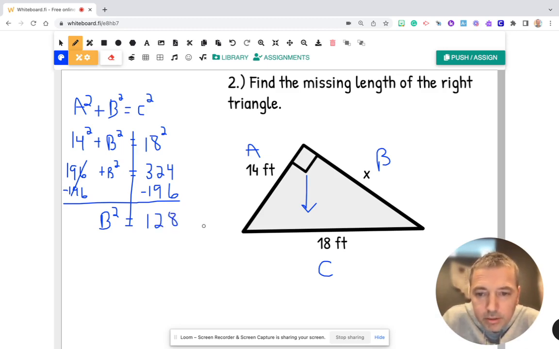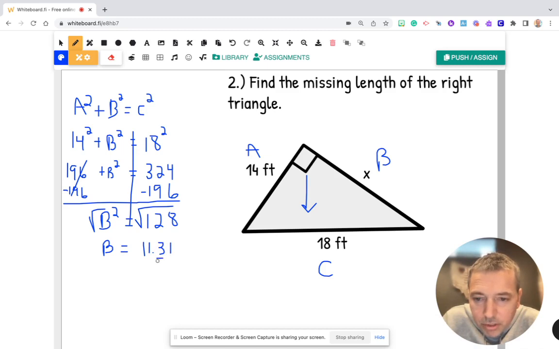And again, some people forget there's one more step here. It wouldn't make sense if side B was 128 feet. We know that to get rid of that square, I got to take the square root, and I got to do it to both sides. So the square root of B squared is going to be B. And the square root of 128, this time it's a decimal, and that's okay. It's 11.31. Now on this worksheet, we're going to round to the tenths place.